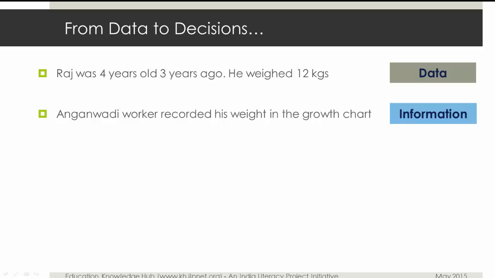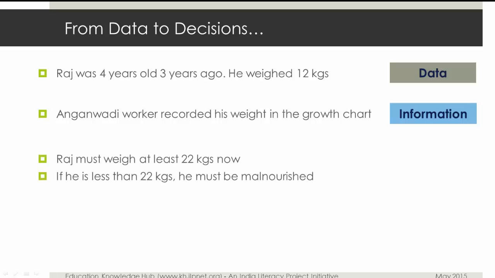Today, Raj must weigh at least 22 kgs. If he is weighing less than 22 kgs today, then he must be malnourished. How do we know this? We know this because of all the data and information that has been previously collected. That means we have used the previous data and information to gain some knowledge. And we used this knowledge to make a conclusion that Raj is malnourished if his weight is less than 22 kgs.